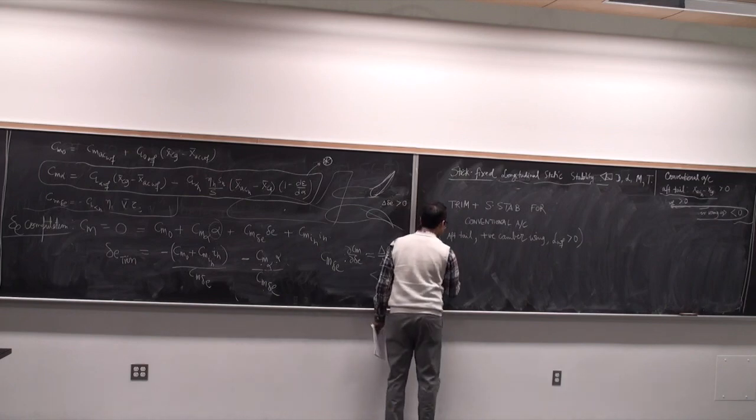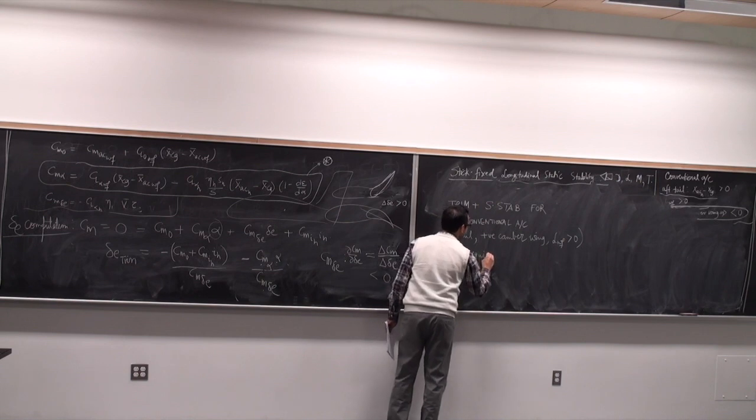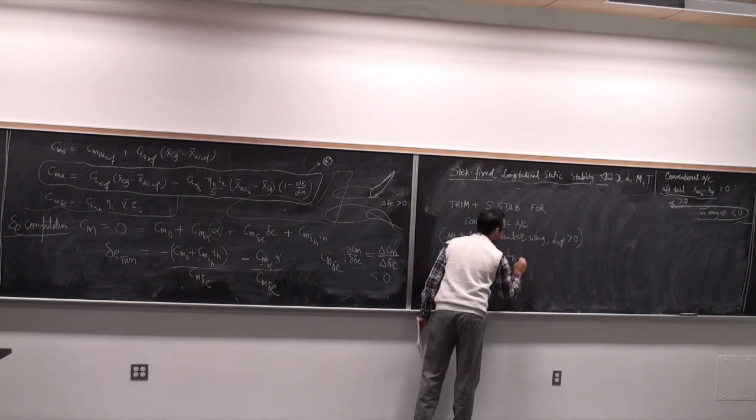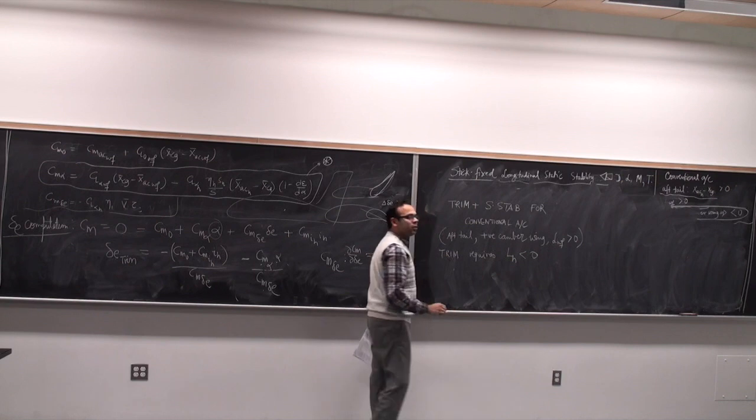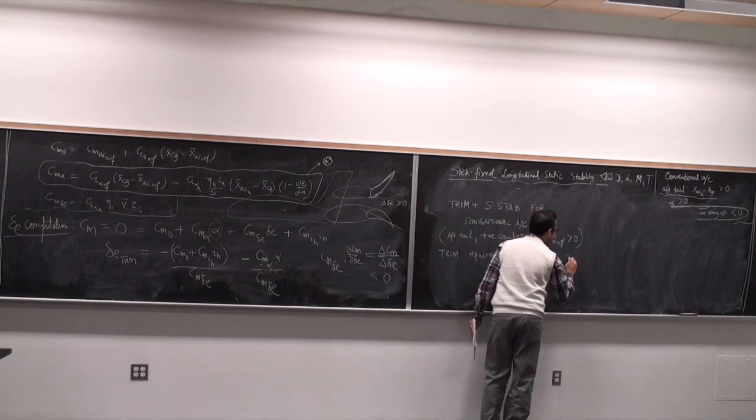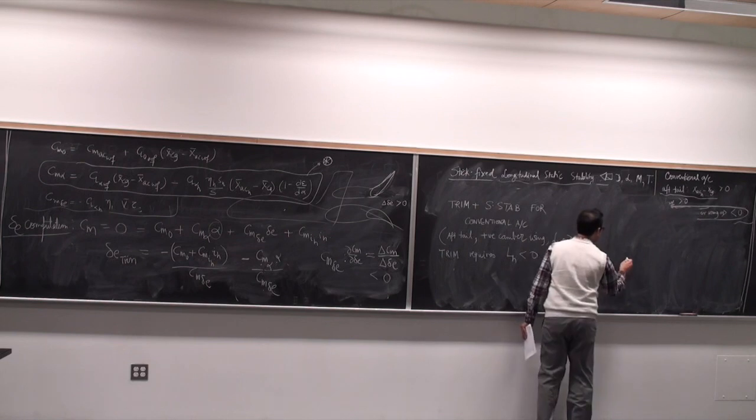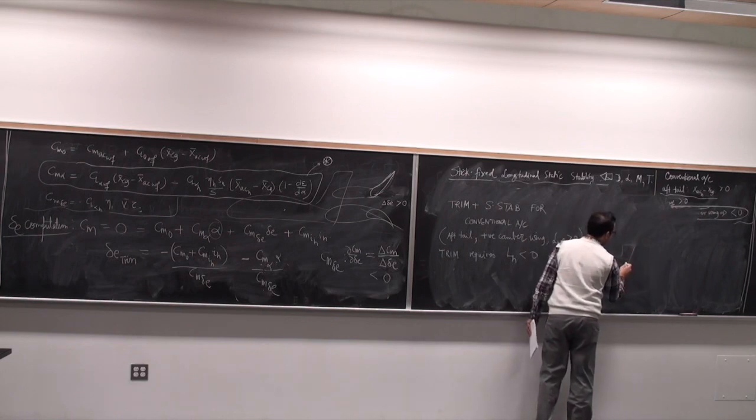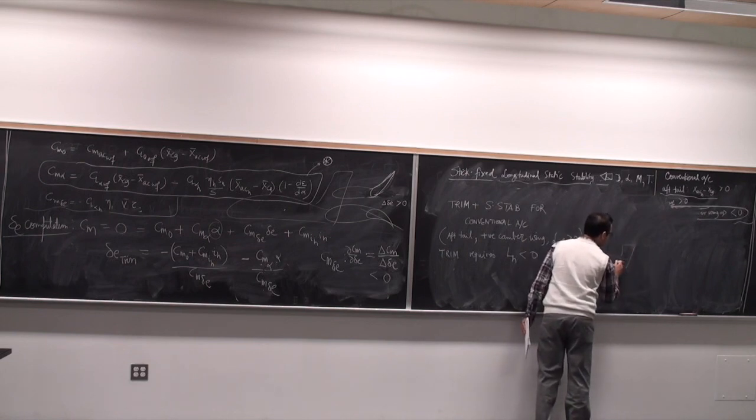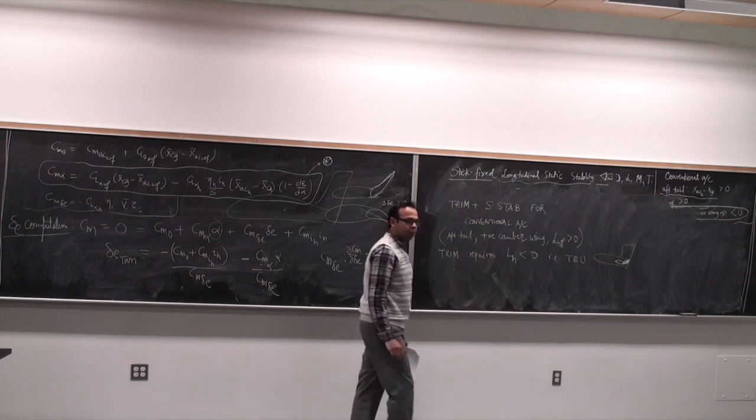Okay, trim requires LH less than 0, a negative lift, i.e. trailing edge needs to be up. Right? You need to fly like this, for trim only.